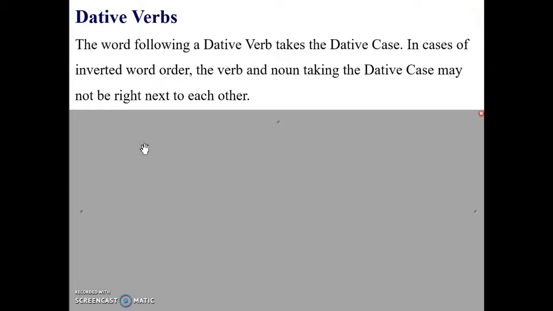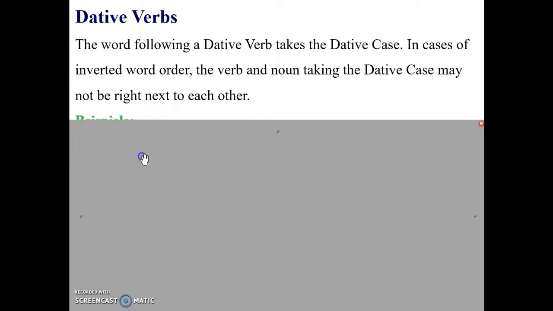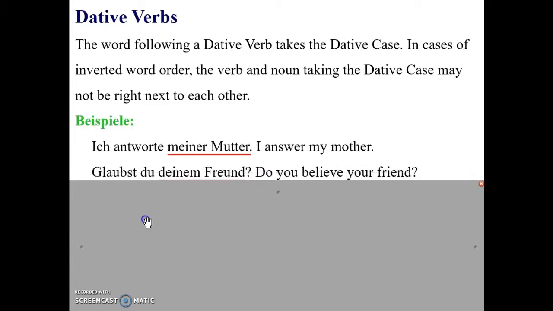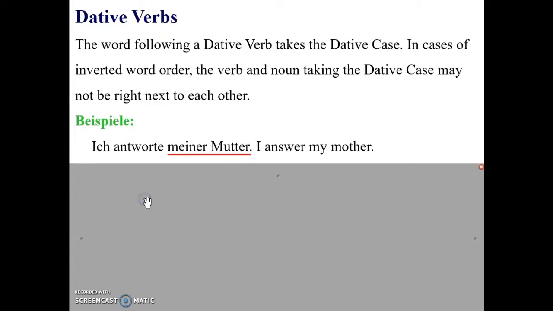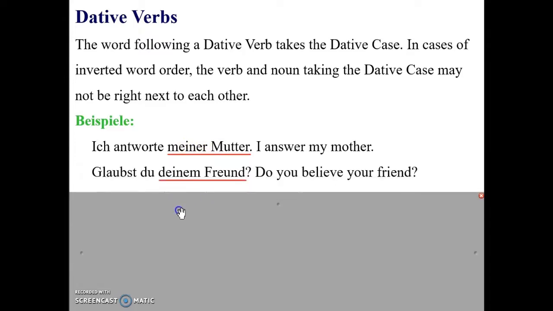And then the reminder here that you saw in those examples is that the word following the dative verb takes the dative case. In the situation of inverted word order, where maybe we have verb and then the subject, the dative case follows right behind that. So looking at a couple more examples, or Beispiele. Ich antworte meiner Mutter. I answer my mother. Antworten is a dative verb, so we have that dative form, meiner Mutter.